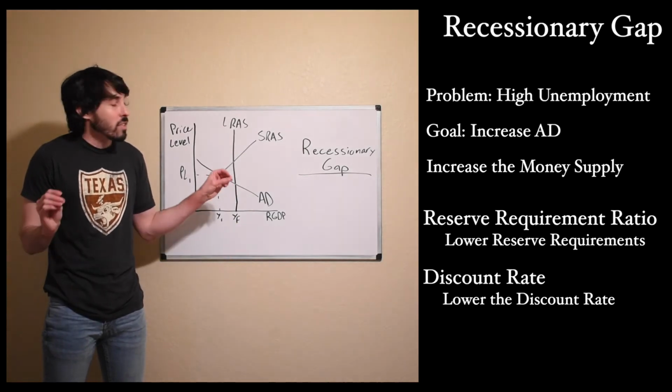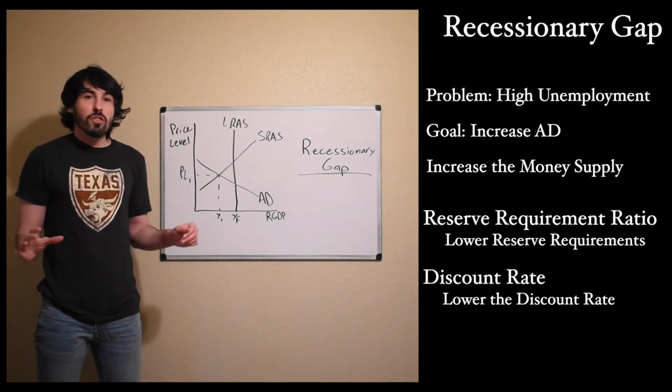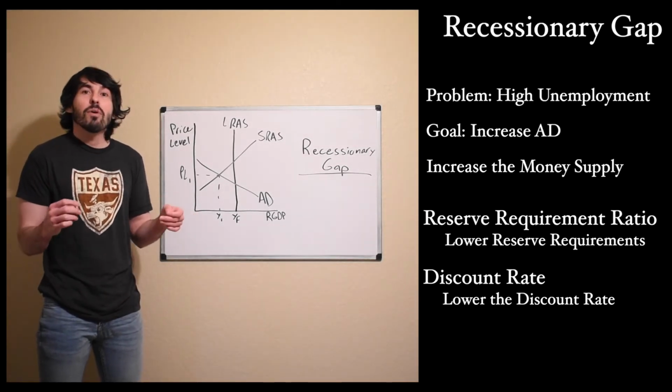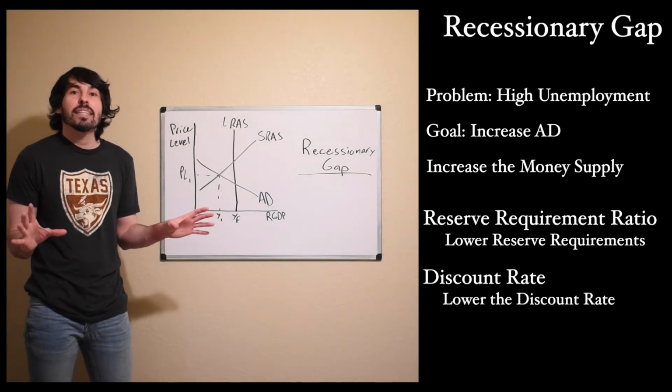Second, the other way to do this, the discount rate. The Federal Reserve charges other banks, commercial banks, to borrow from them, and when they do, those commercial banks pay the discount rate.